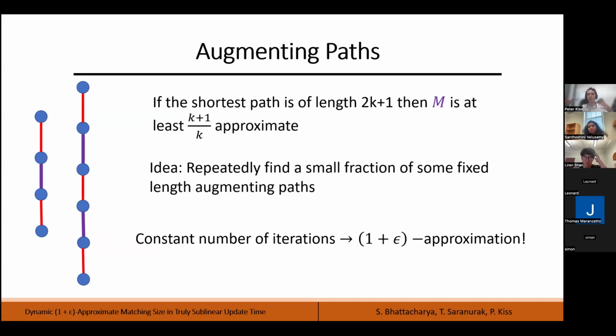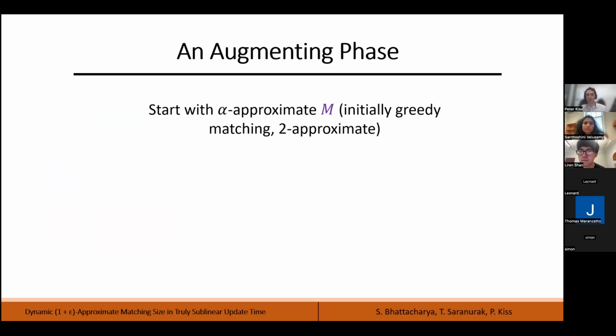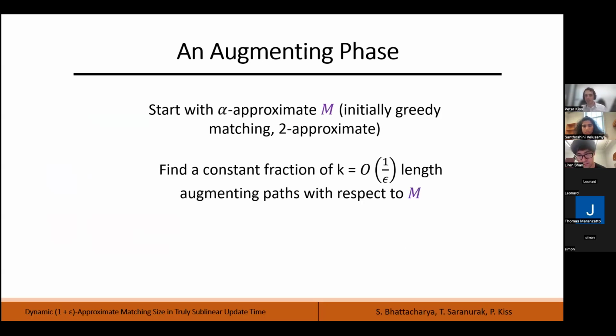So how should we imagine such a step where we look for a constant fraction of augmenting paths? I will call such a step an augmentation phase, where we find a constant fraction of some fixed length augmenting paths, and we use them to extend the matching. So now we are describing static processing. So let's say that we started with M, which was a purple matching up until time point t. This is what the algorithm calculated. Think of it as a greedy matching initially.